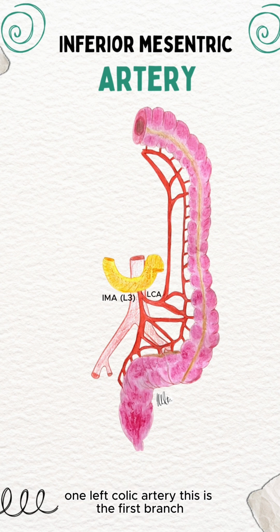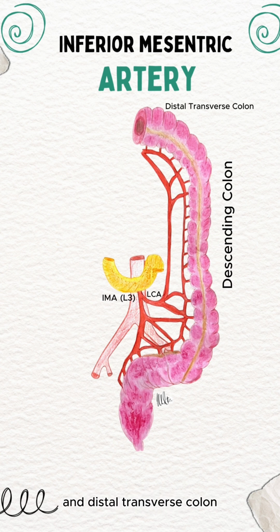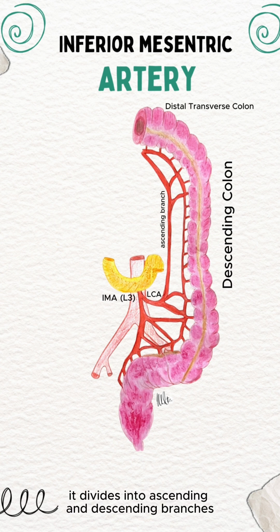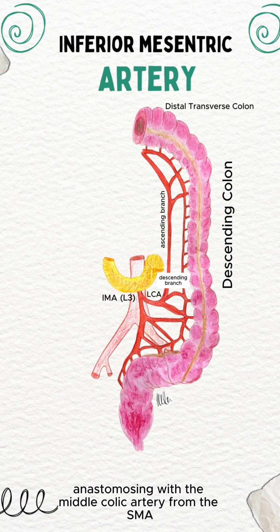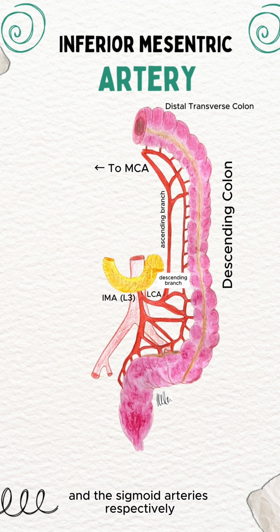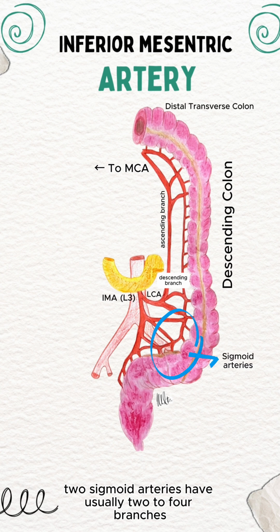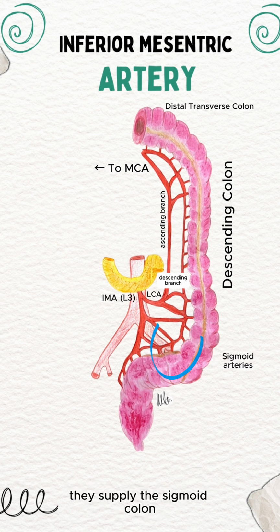1. Left colic artery. This is the first branch, which ascends toward the descending colon and distal transverse colon. It divides into ascending and descending branches, anastomosing with the middle colic artery, from the SMA, and the sigmoid arteries, respectively. 2. Sigmoid arteries have usually 2 to 4 branches. They supply the sigmoid colon and form arcades with each other as well as with the left colic artery.